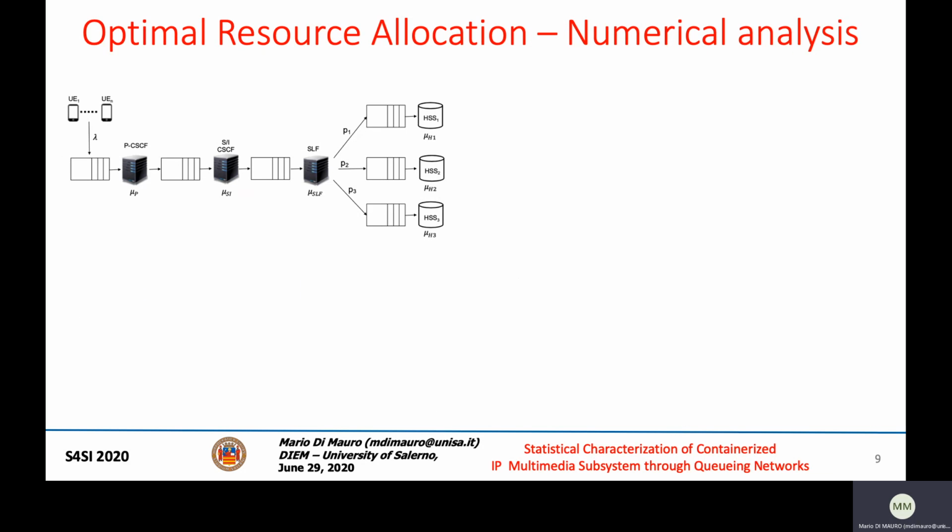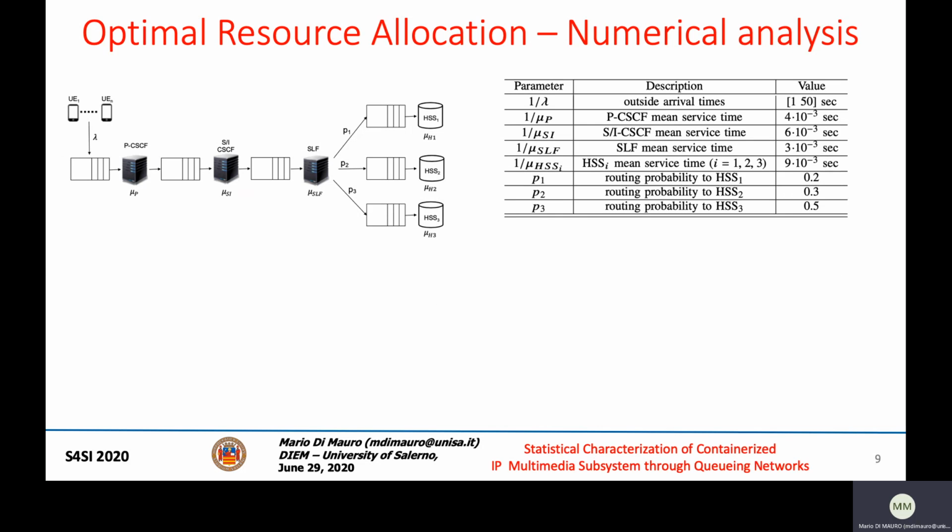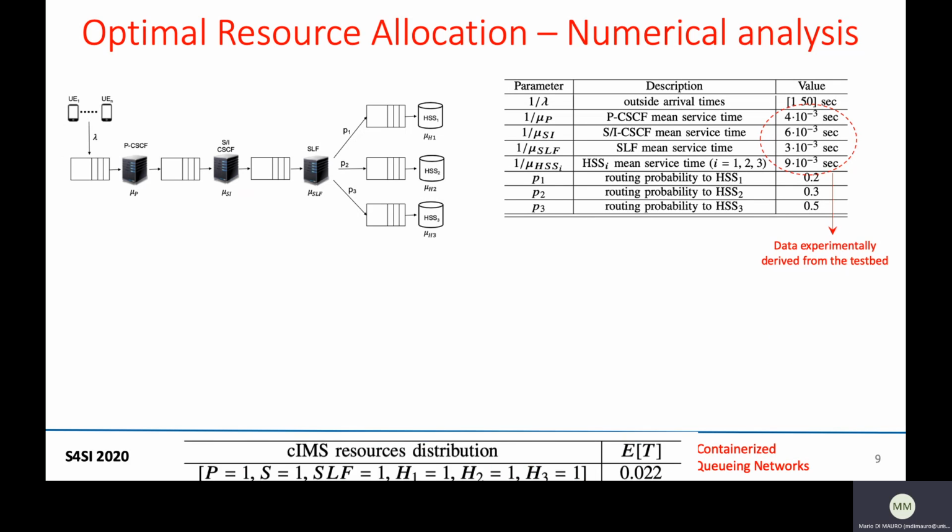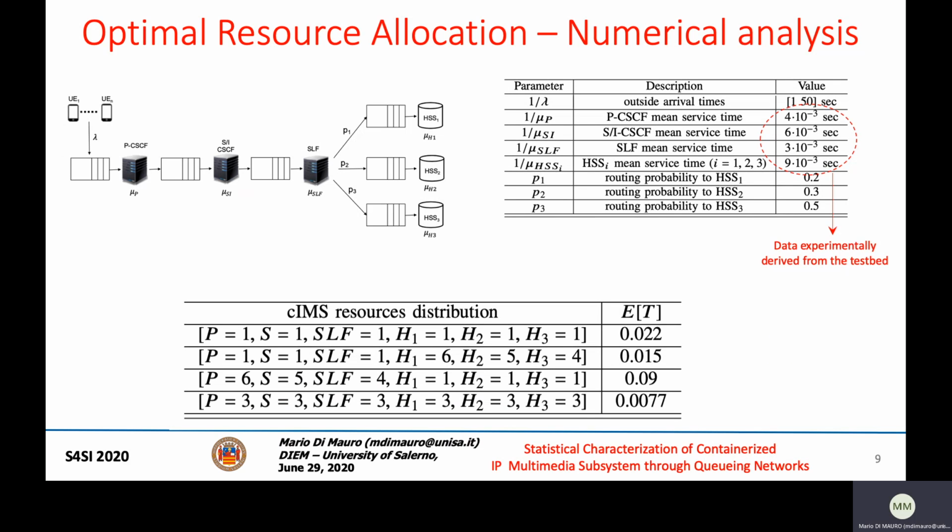Well, we solve numerically such an optimization problem, where parameters such as mean service times of nodes are directly derived from our experimental testbed based on Clearwater. The solution is a set of possible IMS configurations where capacity factors CI are differently distributed among the nodes. In this table, we report four exemplary configurations, where the number close to each node in the first column represents the capacity factor, whereas in the second column we have the performance metric result.